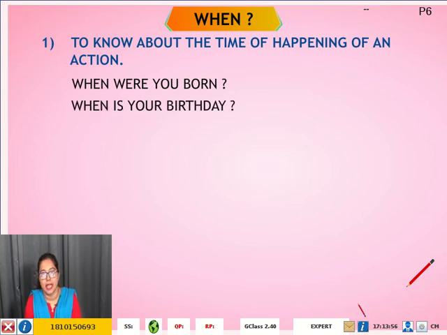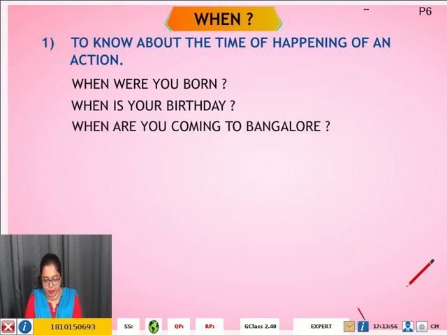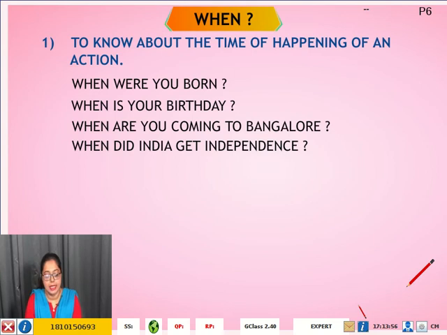When is your birthday? When are you coming to Bangalore? When did India get independence? So have a look at the examples of using when. So when do we use the word when? To know about the time of happening of an action.